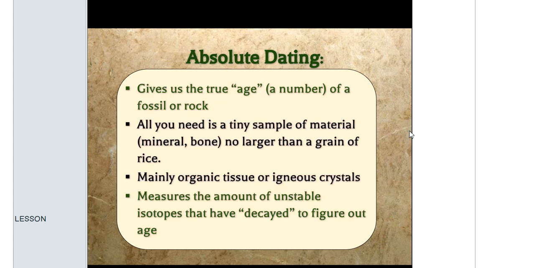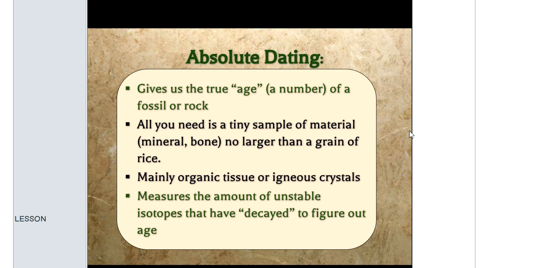Absolute dating does the opposite. It is actually going to give us a true age, a number. So we will know that the fossil or rock or crystal that we are looking at is X amount of years old. So we get an actual number from this. You need a very small sample of the material, usually not more than a grain of rice sized sample. It's going to be organic tissues or crystals. So organic tissues are going to be things like minerals and bones.